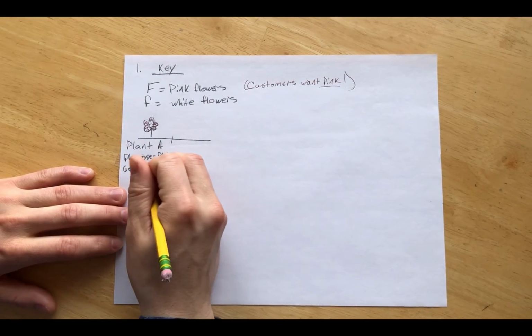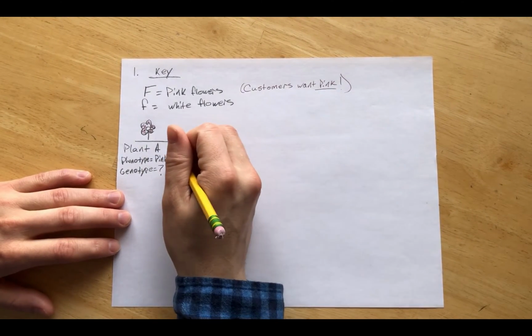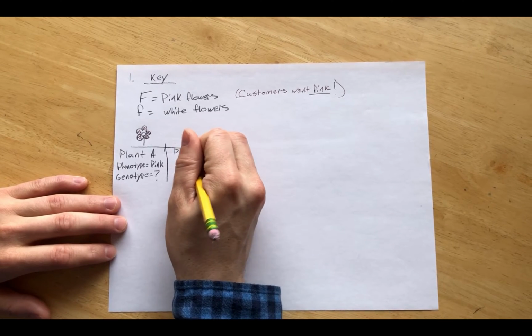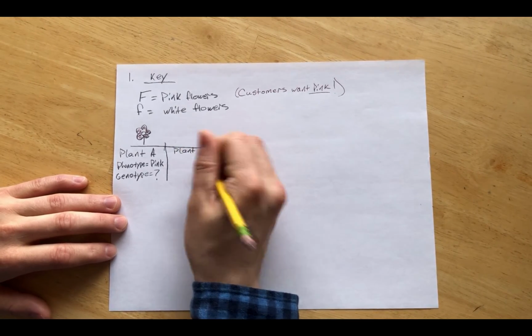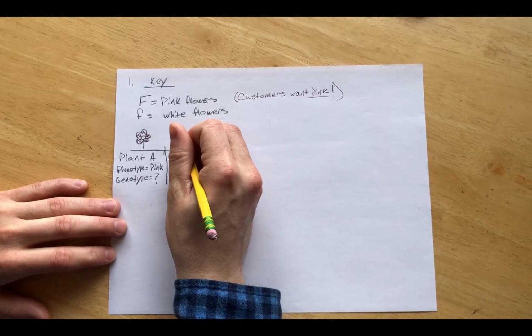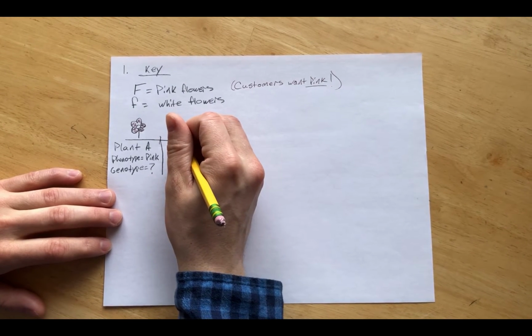Genotype is the types of genes. We don't know what types of genes it has, however, because we weren't told that. We need to figure that out. That's the goal of this problem. To do that, we're going to do a test cross. It's a cross with a plant whose genotype we do know, which is plant B.